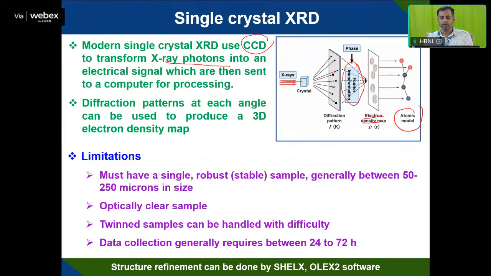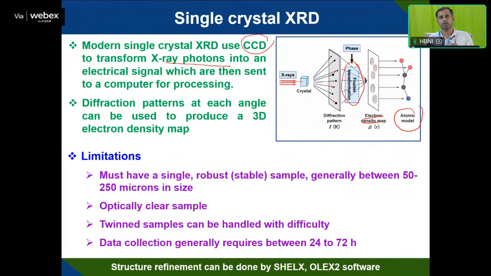A twin sample, or one with a rough surface, is quite difficult to handle, because the X-ray beam has to be centered with respect to theta, omega, phi, and psi variation. That is quite difficult with a twin sample. And here the data collection takes quite a long time, 24 to 72 hours, whereas in powder XRD we get a very good diffraction pattern in 2 to 3 minutes. But here you need to go for a long run scan.